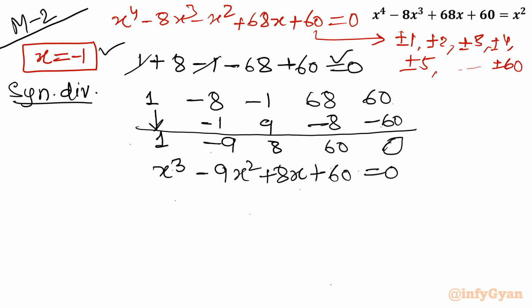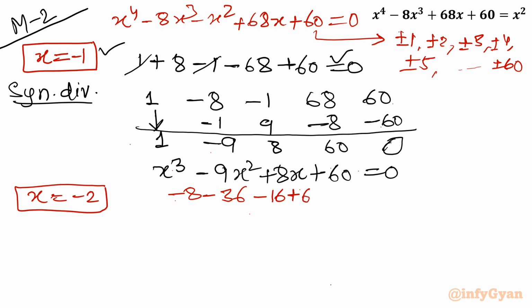Again I will try one more base solution for the cubic equation. If I put x equal to minus 2, you can again generate the eligible factors using the rational root theorem. So if I put x equal to minus 2, it will become minus 8, minus 36, minus 16 plus 60. If you check, this will satisfy the equation. So this is again one root.